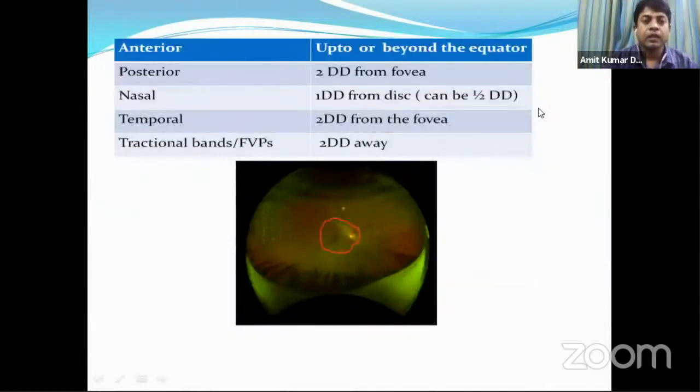How far do you need to do laser? So anteriorly up to or beyond the equator, posteriorly 2 disc diameters from the fovea, nasal 1 disc diameter from the disc, and temporally also 2 disc diameters from the fovea. And if there are any tractional bands of fibrovascular proliferations in the retina, we should stay 2 disc diameters away from the fibrovascular bands. So these demarcations we should follow while doing PRP.